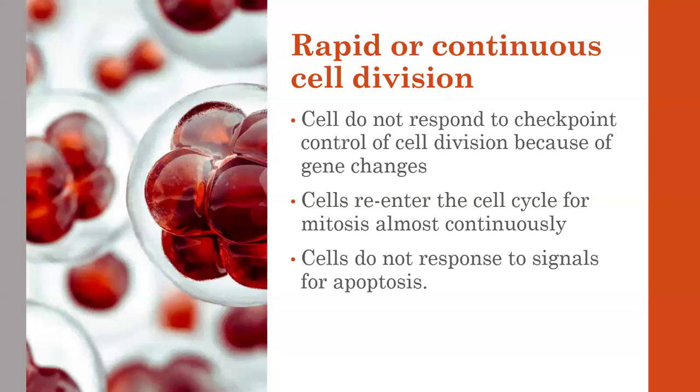So with cancerous cells, they do not regulate their reproduction. They do not turn off cellular reproduction. They continue in mitosis continuously. And the cells also do not respond to signals for them to be destroyed. So they no longer respond to signals for apoptosis.